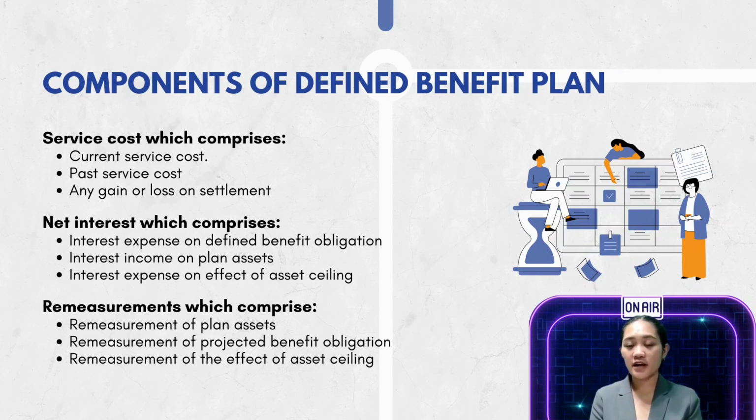Next is the projected benefit obligation or PBO, which is the actuarial measurement of what a company requires presently to cover future pension liability. PBO assumes that the plan will not be terminated in the near future as it is adjusted to reflect expected compensation in the coming years. And lastly is the remeasurement of the effect of asset ceiling.